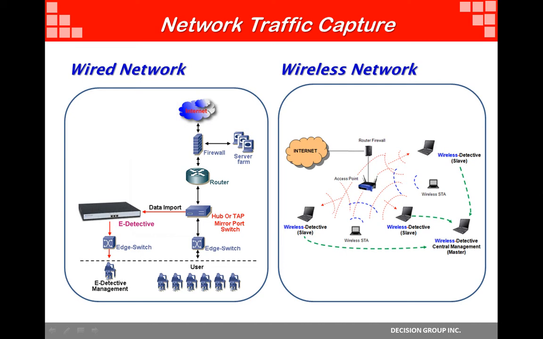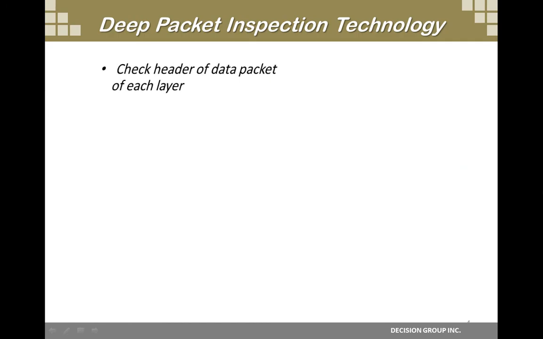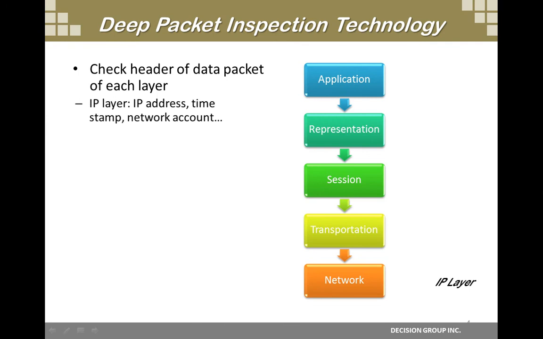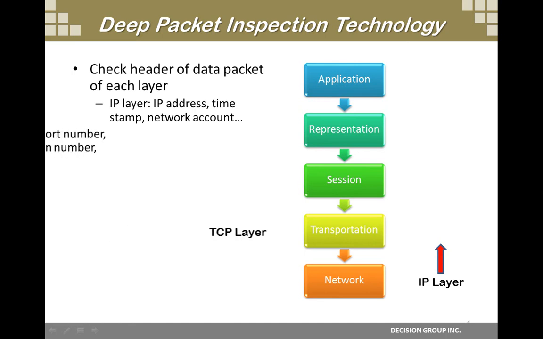In the wireless network, the same thing. We have a Wireless Detective that can capture the data in the wireless area and do the same thing. Collect the packets, collect the data, analyze it, and allow you to trace and view things. Deep packet inspection technology is a very important thing. We don't just capture the packets at the low level. We capture the packets and we can analyze the content.